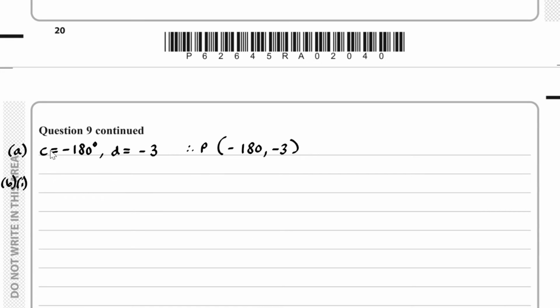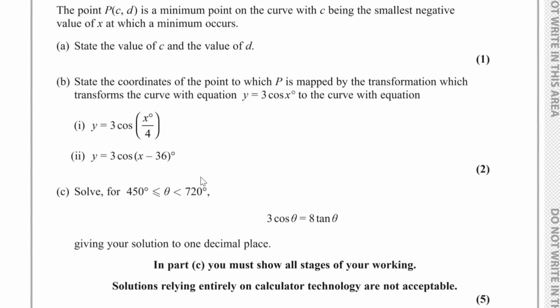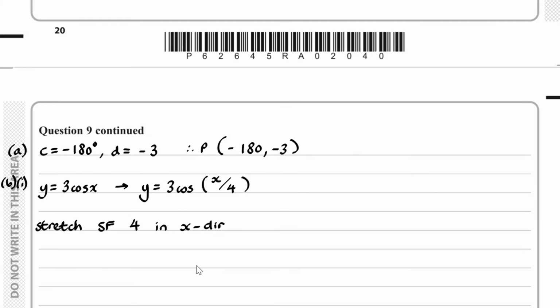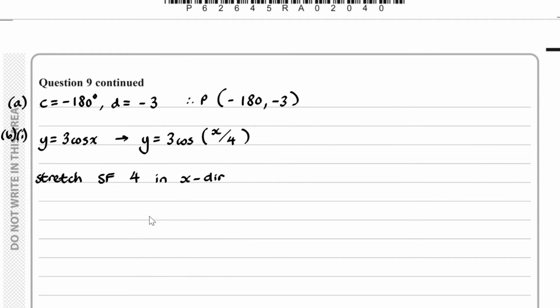First of all, if we consider y equals 3 cos x going to the graph of y equals 3 cos of x over 4, hopefully here you can see that we have a stretch by scale factor 1 over a quarter in the x direction. Now 1 over 1/4, that's 4. So therefore you can hopefully see we've got a stretch by scale factor 4 in the x direction. So we multiply this x coordinate by 4.